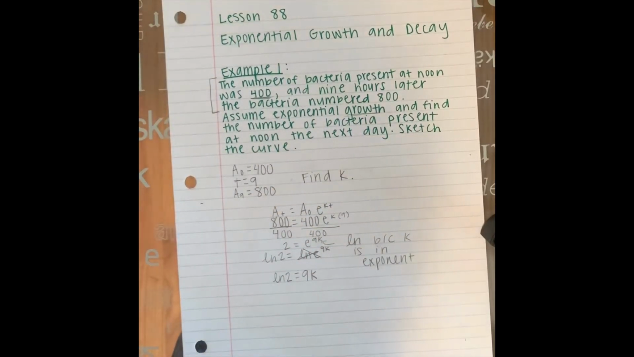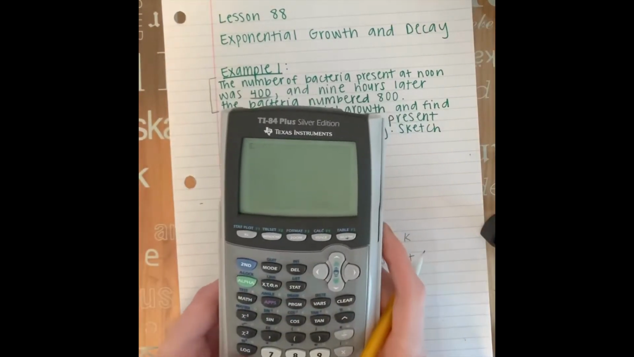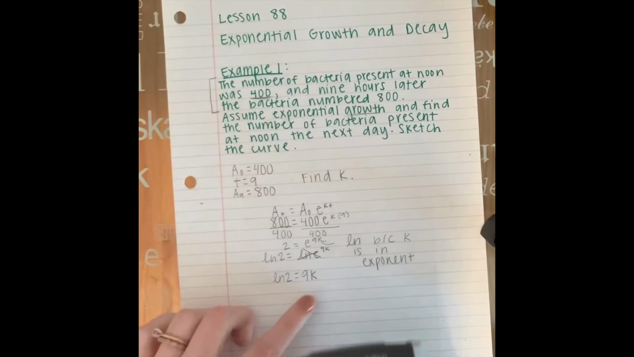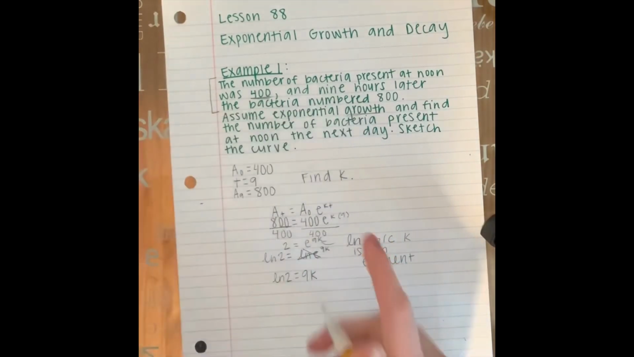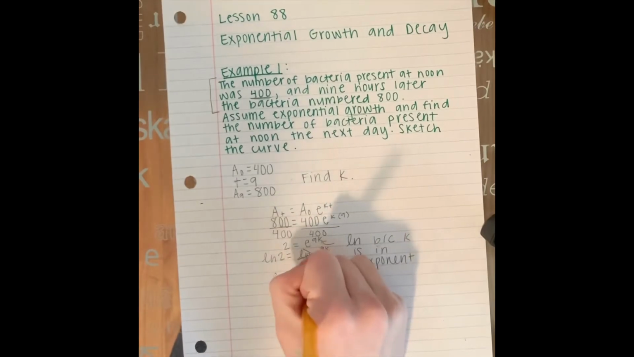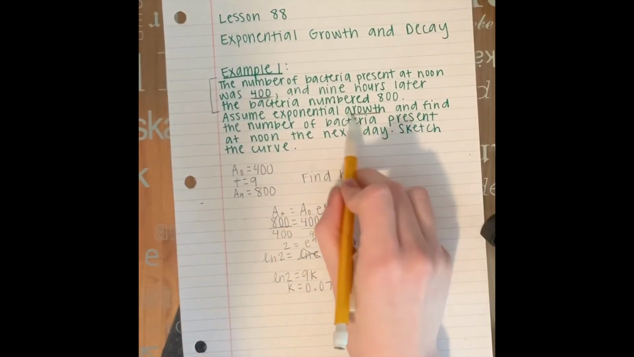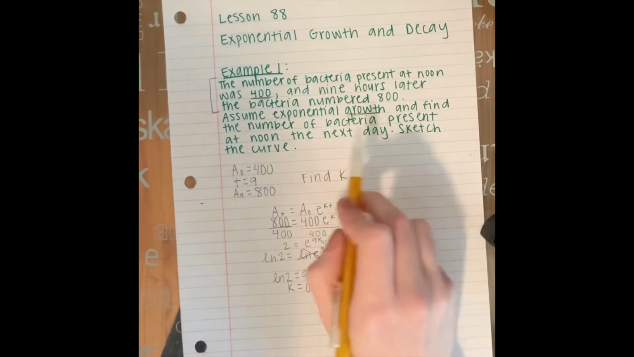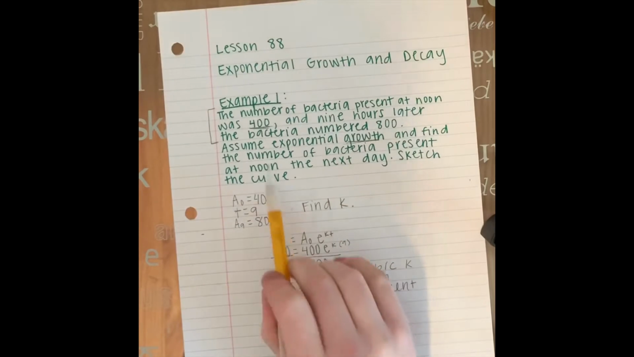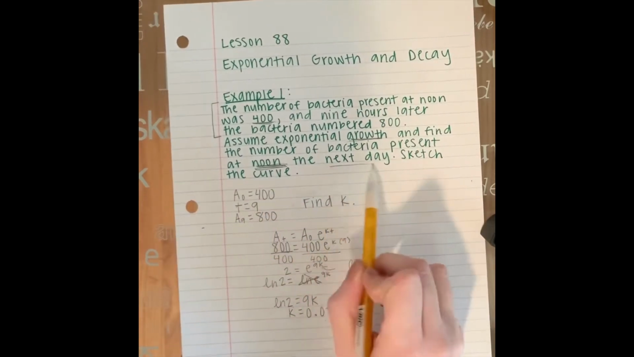So if you do ln of 2 and then divide it by 9, you should get 0.077 as your k. That should line up with what it says. This says exponential growth, and we have a positive k. We're good. All right, so now we need to find the number of bacteria present at noon the next day.